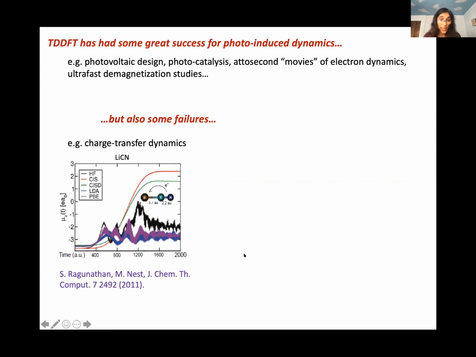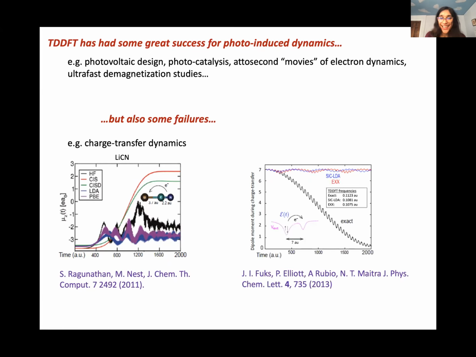In fact, you can model this dynamics with a very simple system, which is 2 electrons in 1D, where you start with the 2 electrons in a double well, and you resonantly drive 1 electron to the other well.